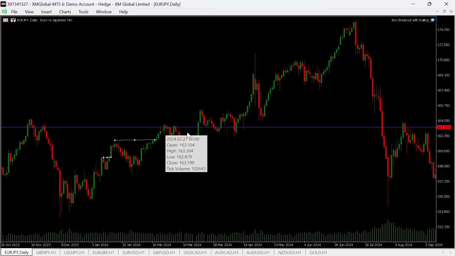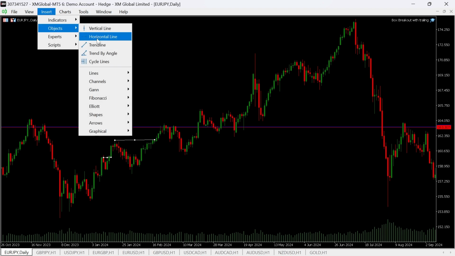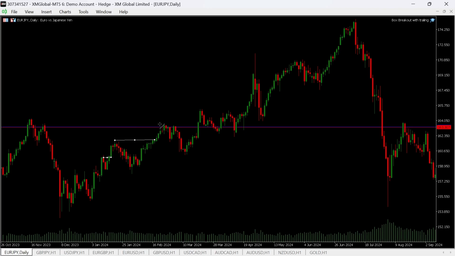So the same as for this one, this was broken and then formed this high here, so the break of structure is right over here. There, and we can do the same for this one.